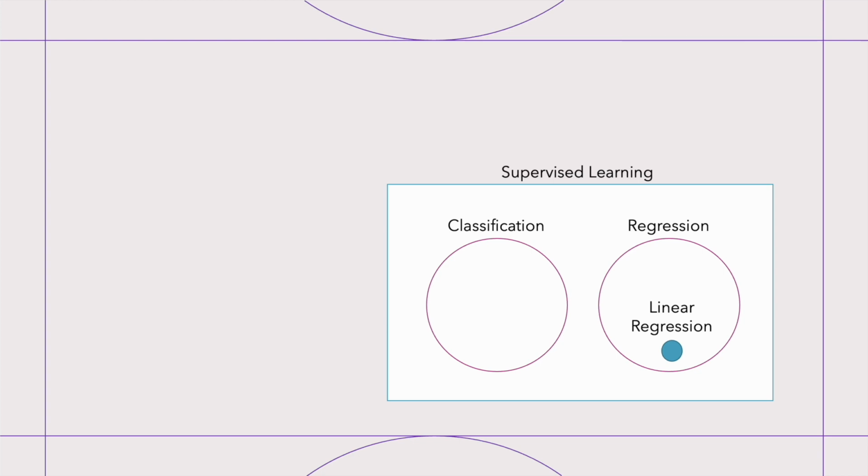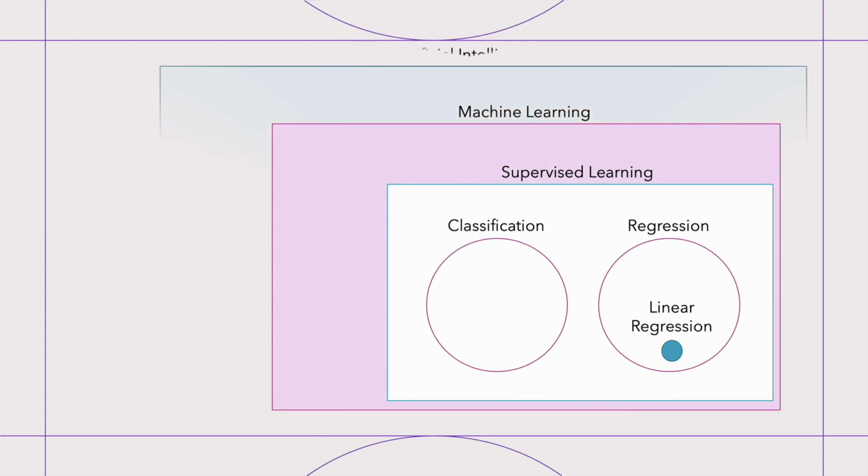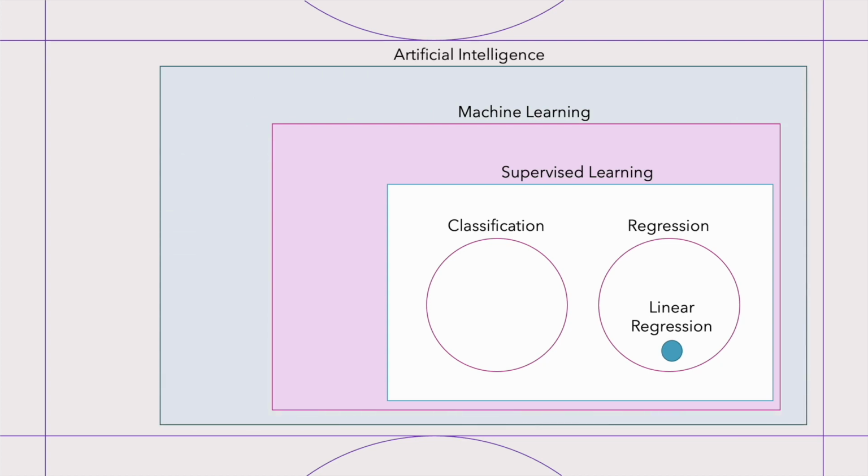So datasets should be labeled. We will give both questions and answers in the training phase. And of course, these are a subset of machine learning, and machine learning is a subset of artificial intelligence. We can also say that computer science and other disciplines contribute to this field, but just try to understand the position of linear regression in this world.